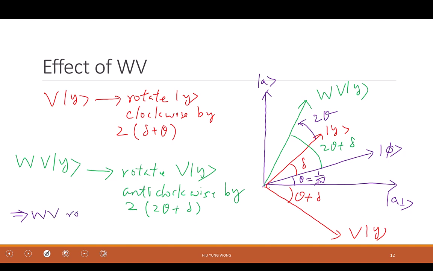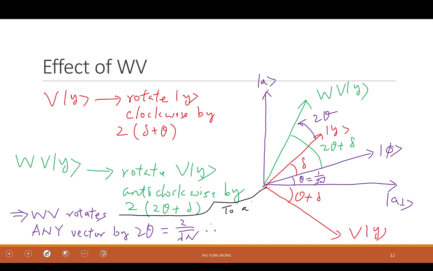WV rotates any vector by 2 theta, which is equal to 2 divided by square root n. Okay, one operation rotates by 2 divided by square root n, right? Therefore, how many times do I need to rotate it so it aligns with A? Wonderful. To align with A means I get the solution, because now the vector becomes A, right?